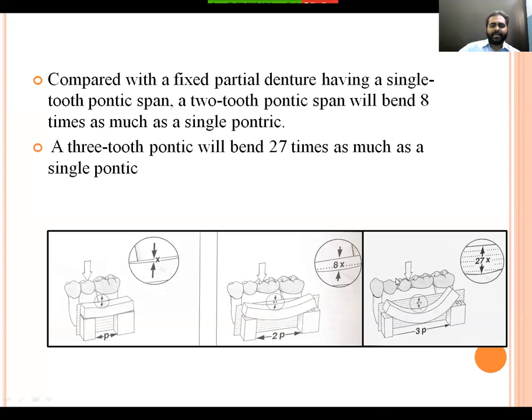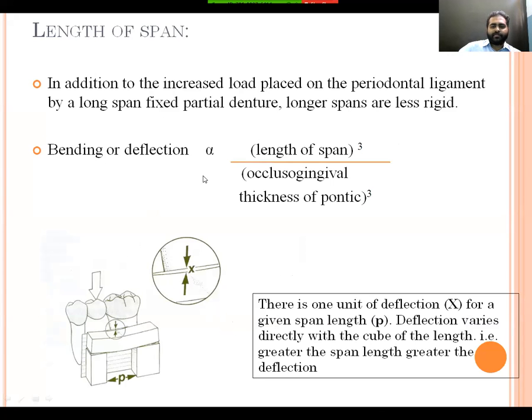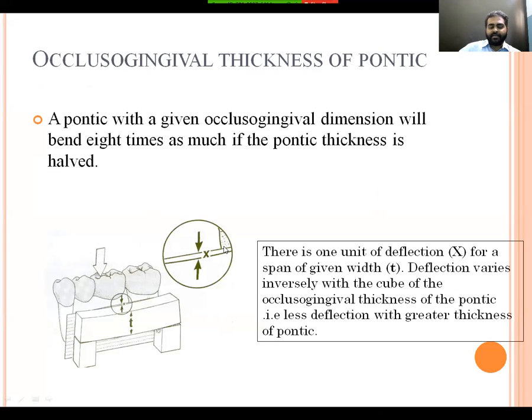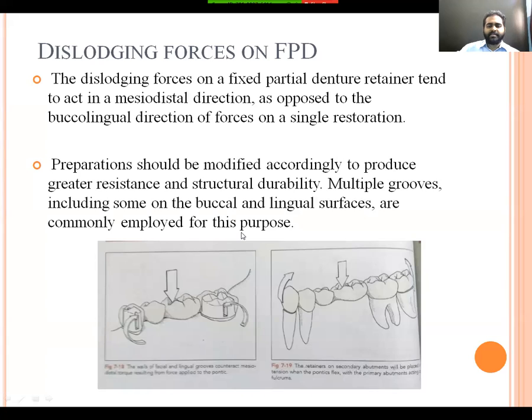So when we compare it, it should be the cube of the length of the span divided by the occlusion thickness of the pontic. So this should be considered while making any fixed partial denture. If the length of the span increases, there will be more bending and deflection forces present on the tooth. So the next part is the dislodging forces on the FPD.